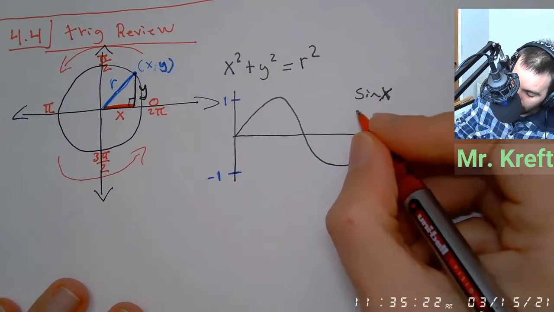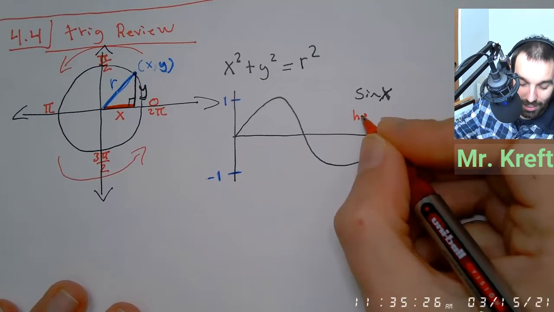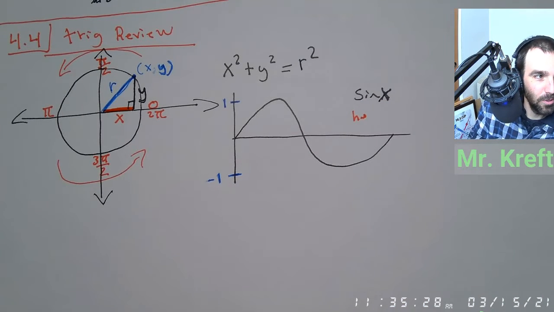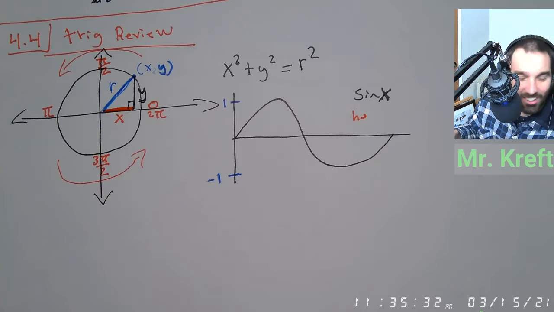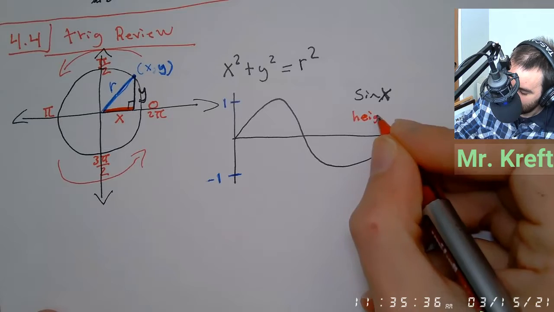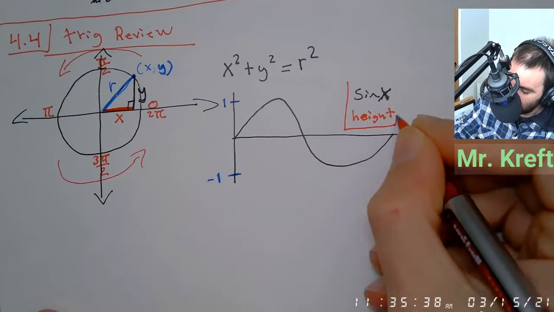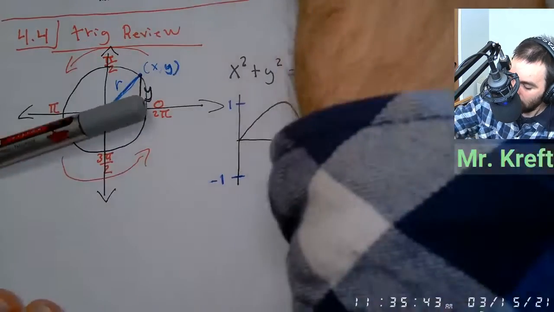So sine of x, right? We think of that as our height. Oh my gosh, height. Is it I before E in height? No, it's not. Okay, I feel better. Height. Okay, so sine of x, we think of the height. It's the y. It's the up and down, right?